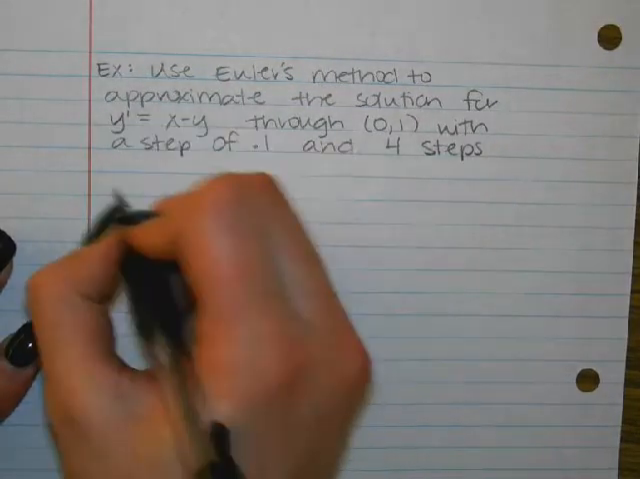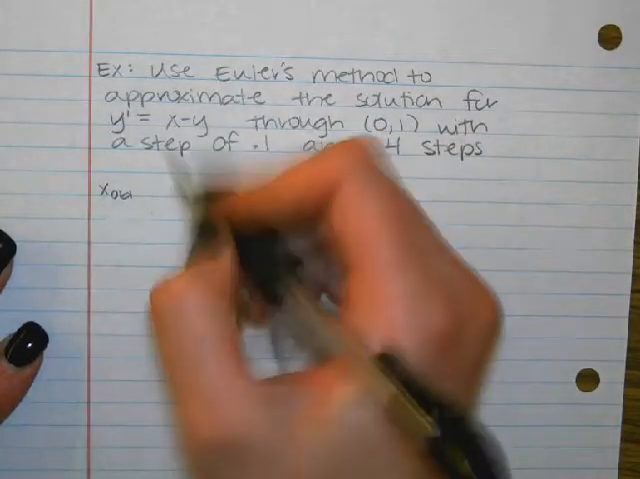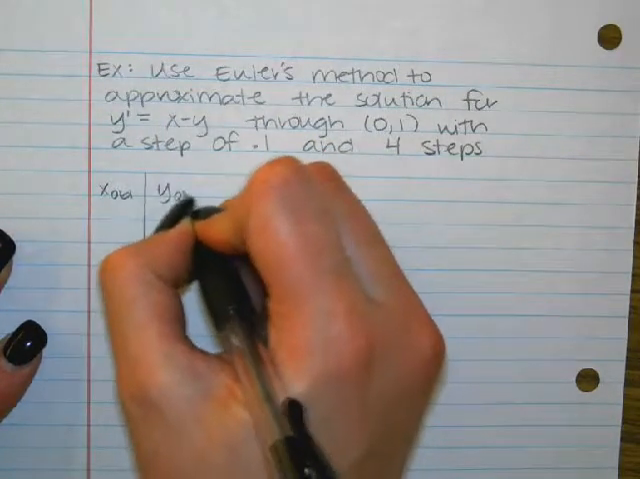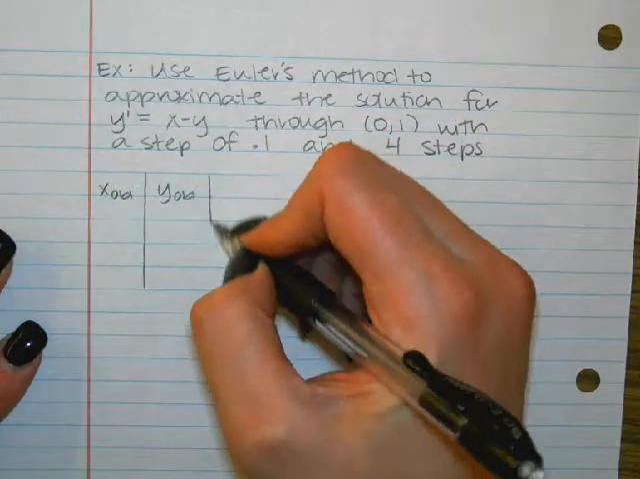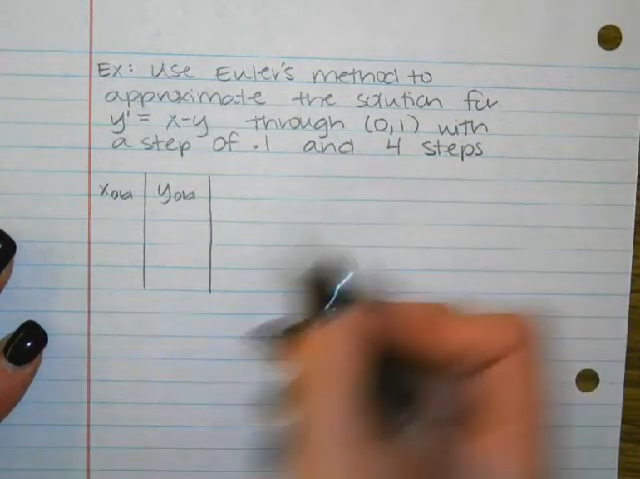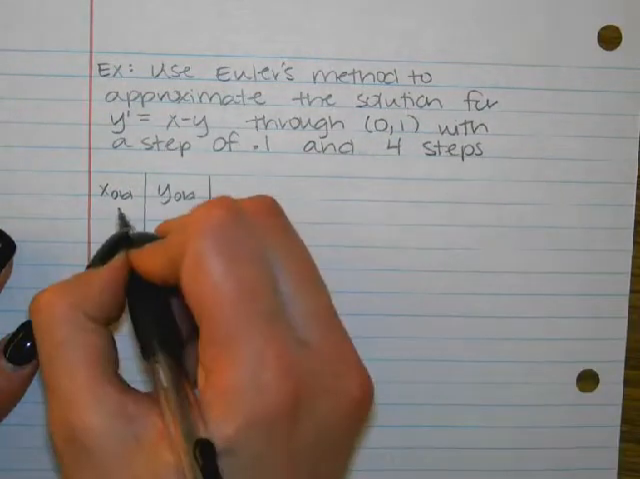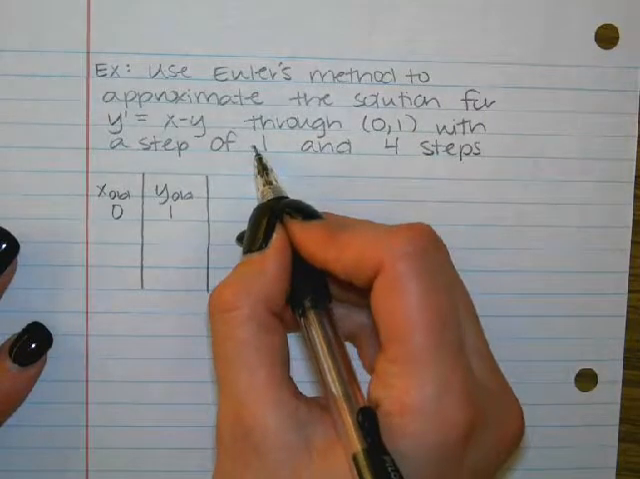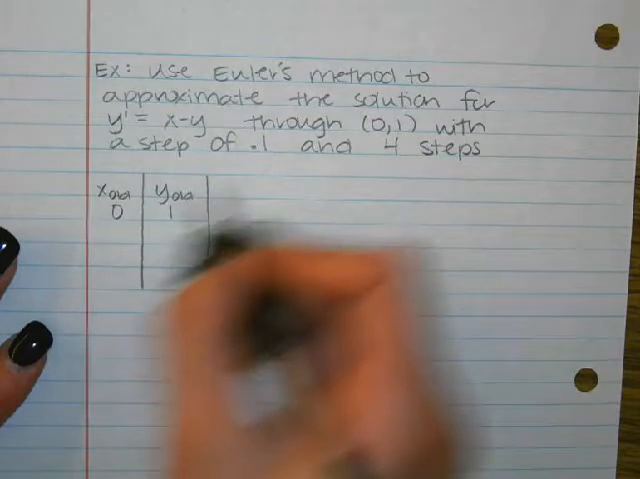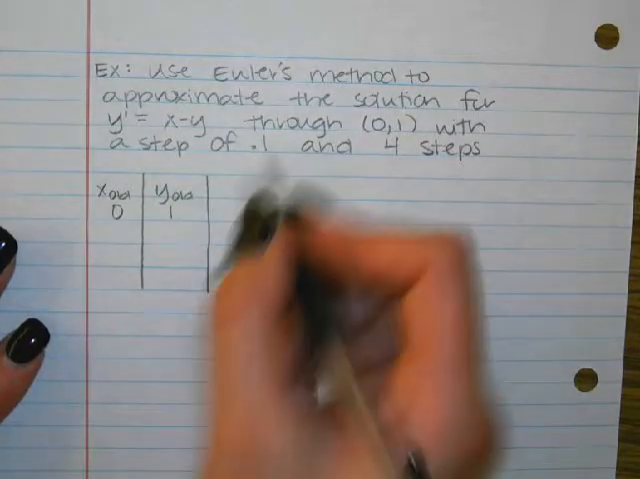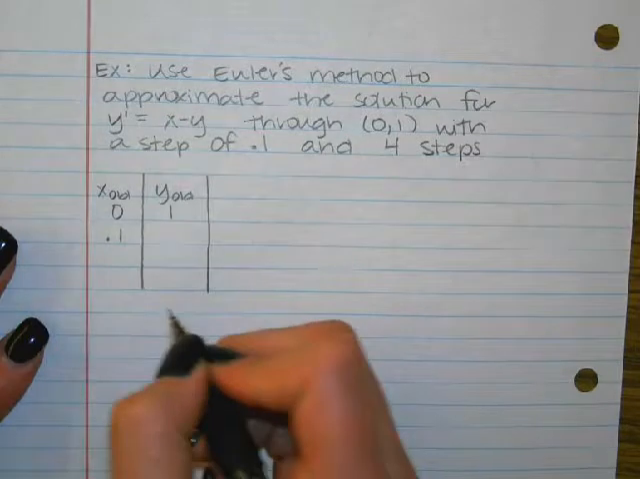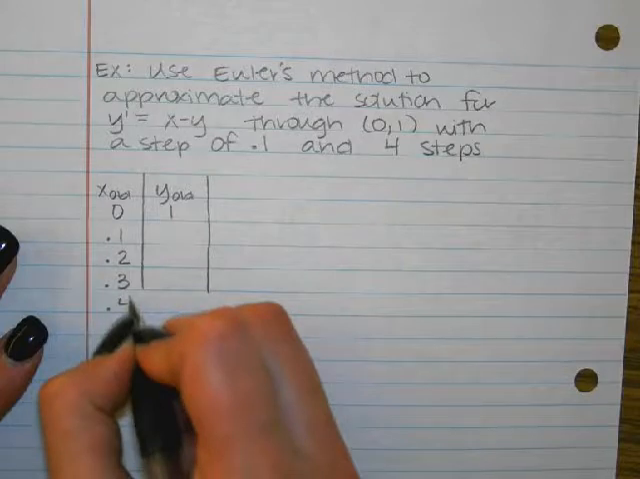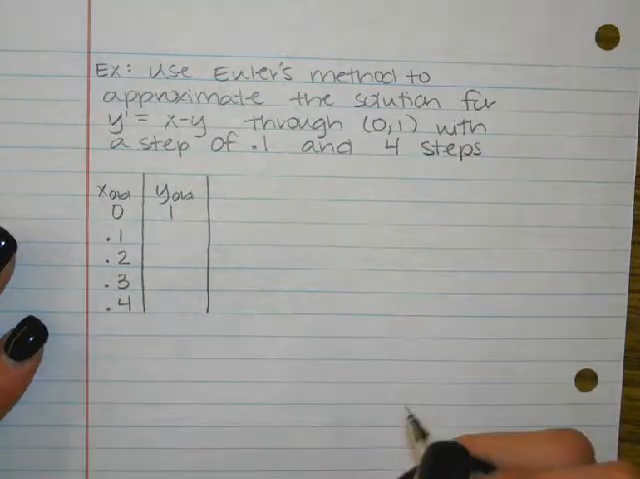So I always start off the chart doing the x and y coordinate that we're starting with. So I'm going to say my old x coordinate and my old y coordinate. And it says that the starting points we're going to use are 0 and 1. And they ask us to do a step of 0.1 and to do it 4 times. So that step of 0.1 is the change in the x value. So I know after the first step, my x value is going to be 0.1. After the second step, it's going to be 0.2. Then it's going to be 0.3. Then it's going to be 0.4. So that's how big my chart needs to be.